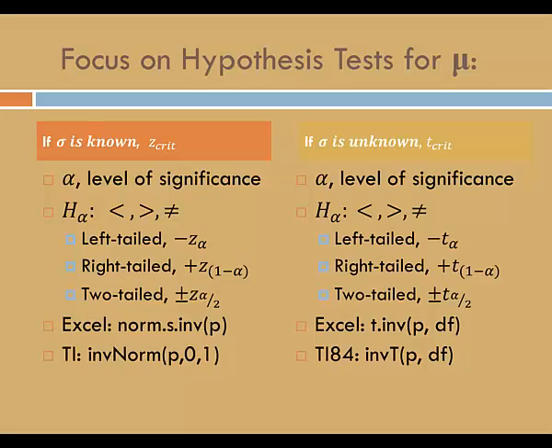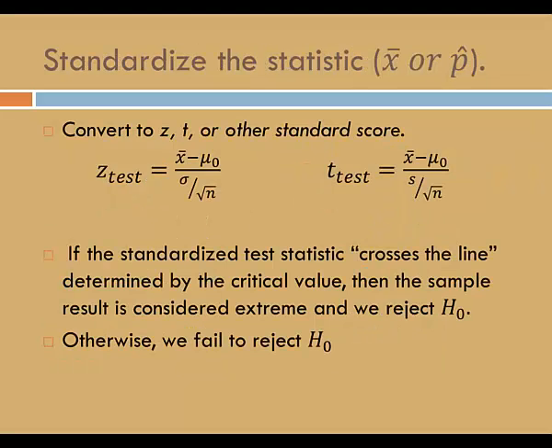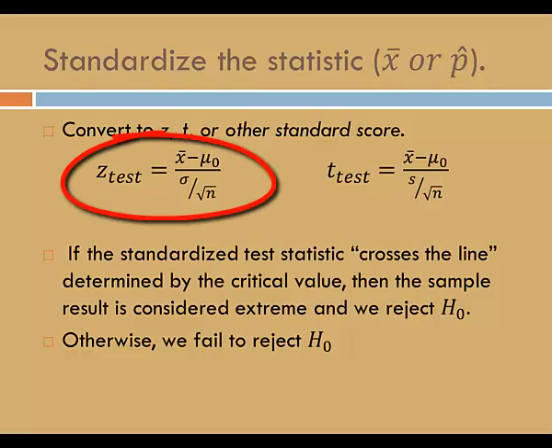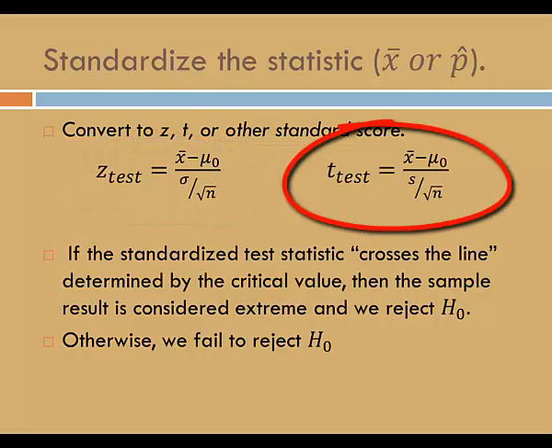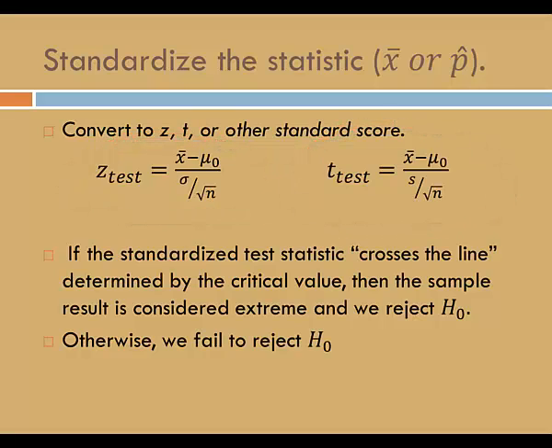The critical value defines extreme. In order to compare our test statistic to a critical value, we'll need to standardize the test value. To standardize a statistic, such as x-bar or p-hat, we convert it to a z-score, a t-score, or some other standard score. Here are the formulas to standardize x-bar. On the left, we see the formula for a z-score, and on the right, the formula for a t-score. The only difference, really, is that sigma is replaced by s in the formula on the right.